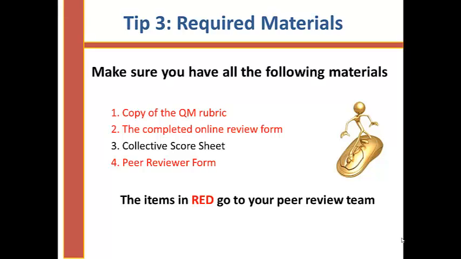The next thing you will notice is when I send you an email with required materials, you will have the following items. 1, a copy of the Quality Matters rubric. 2, the completed online review form that the faculty member who created the course has completed. 3, a collective score sheet. And 4, the peer reviewer form. The items outlined in red will all need to go in a forwarded email to your peer reviewers on your team.